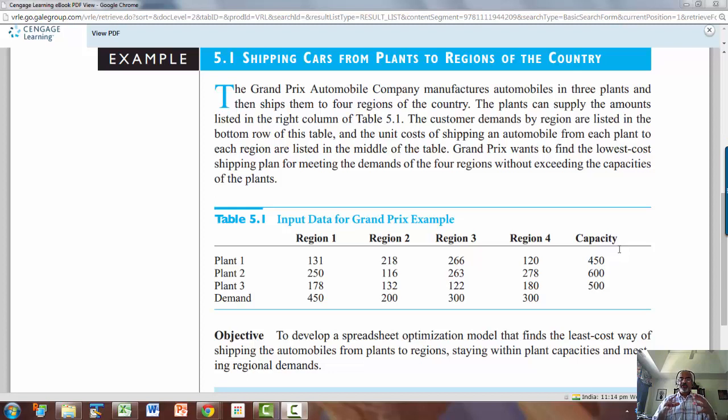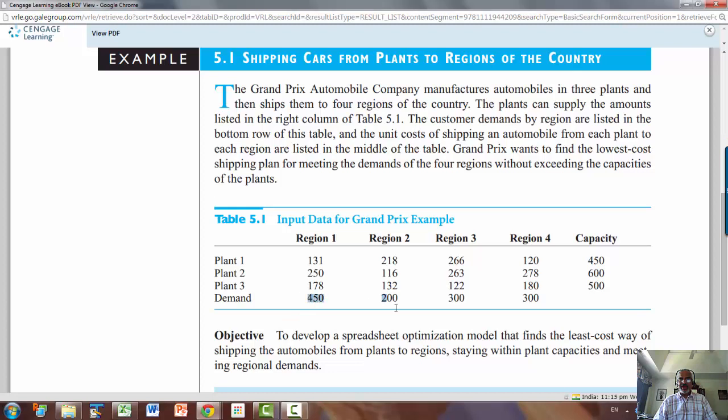So let's start with the most basic and simple problem that can be represented as a network problem, and that is called a transportation problem. A transportation problem is one where we have origins, which are capacity locations or plants in this case, and then we have destinations, or here in this example we have regions, region 1, 2, 3 and 4. So this is an automobile manufacturing company that makes automobiles in these plants.